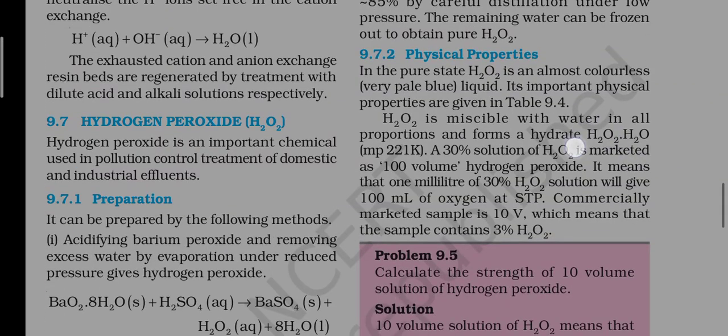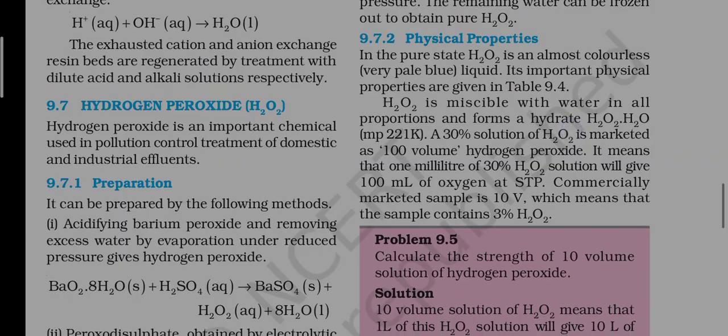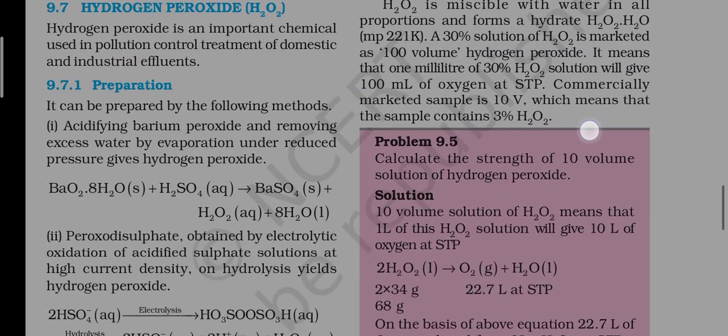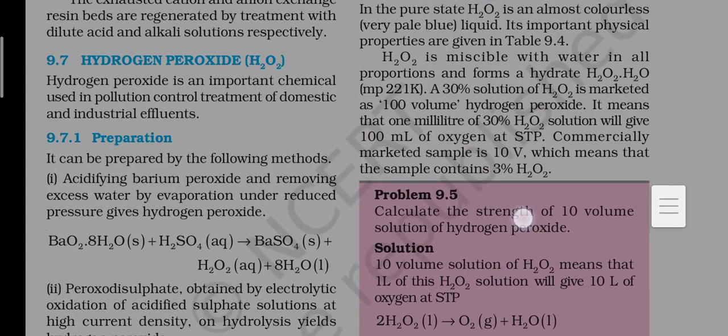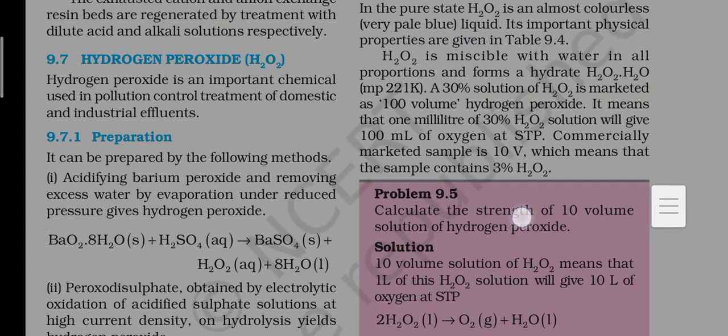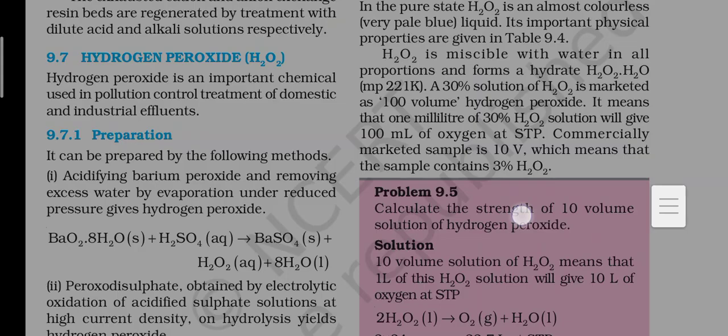Physical properties of hydrogen peroxide. In the pure state, it is an almost colorless, very pale blue liquid. Its important physical properties are also mentioned in the table. It is miscible with water in all proportions and forms a hydrate.